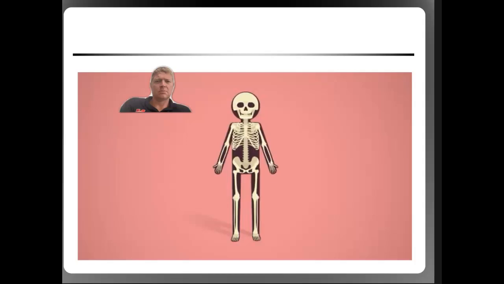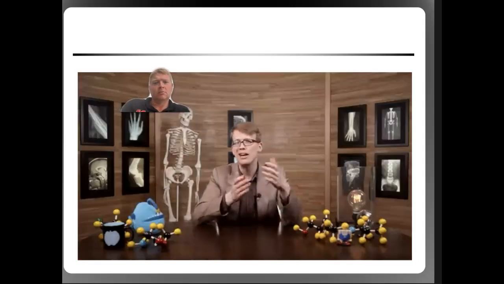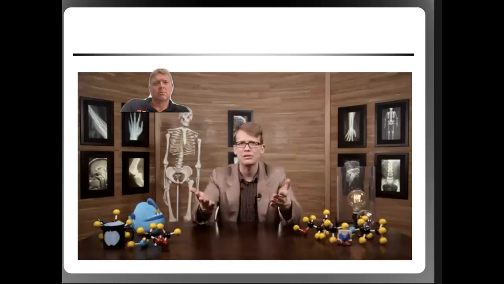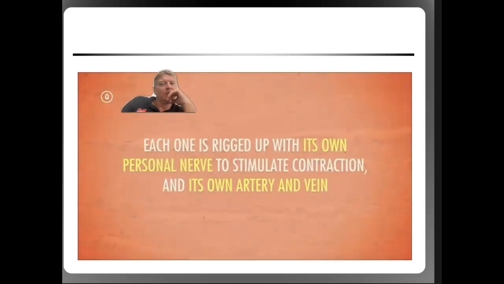Each one of your different skeletal muscles, like your biceps brachii or vastus lateralis or gluteus maximus, is technically its own organ, made up mostly of muscle tissue, but also of connective tissue, blood vessels, and nerve fibers. And because your muscles are voracious energy hogs, each one is rigged up with its own personal nerve to stimulate contraction, and its own artery and vein to keep it well fed with all the blood and oxygen and nutrients it needs to operate.